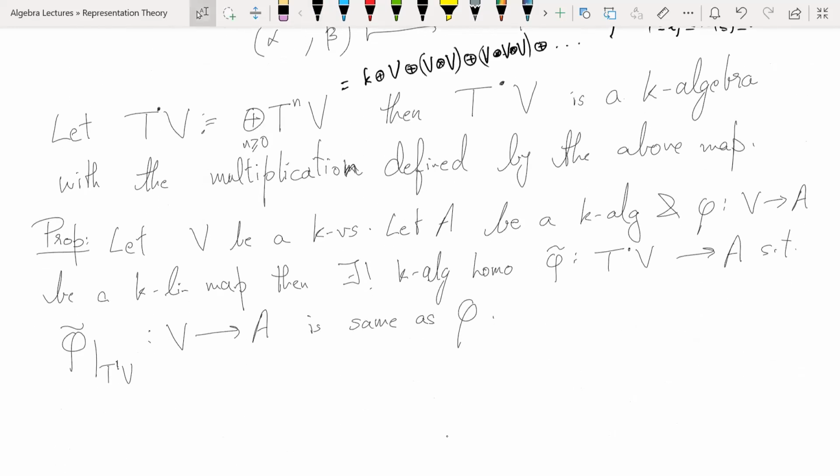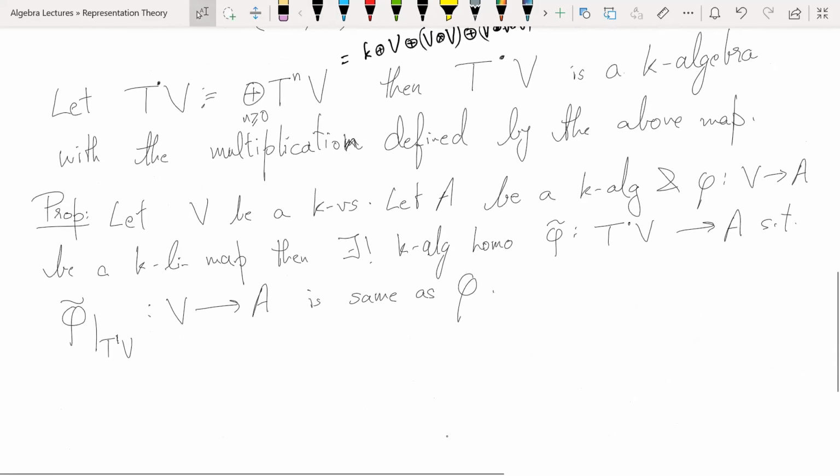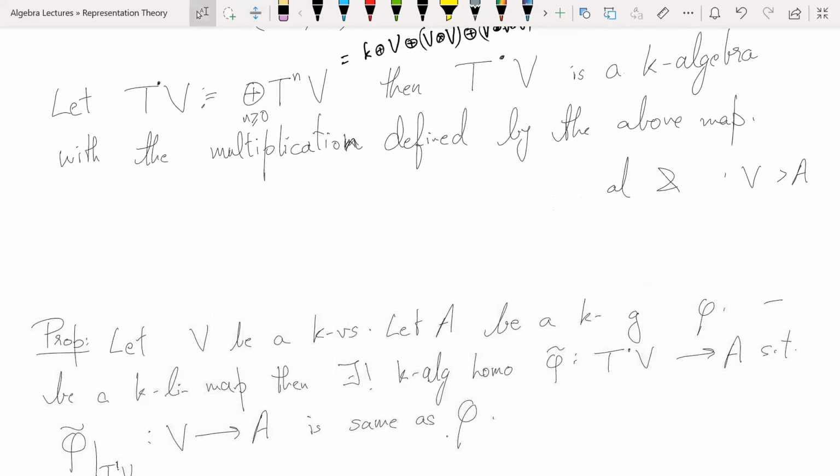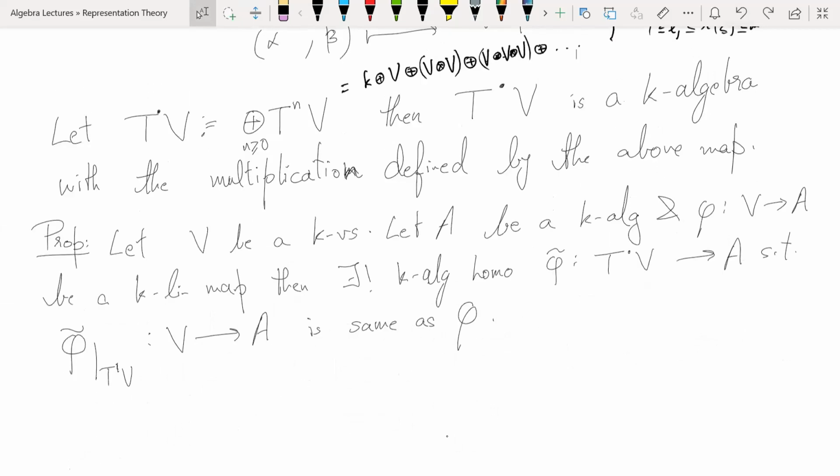Okay, so I'll come to this proposition maybe, or let's see if I can edit this. Not very well. Let me try again.